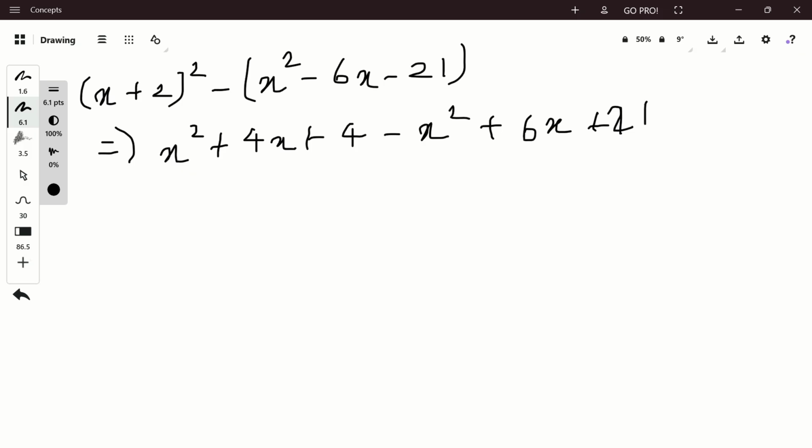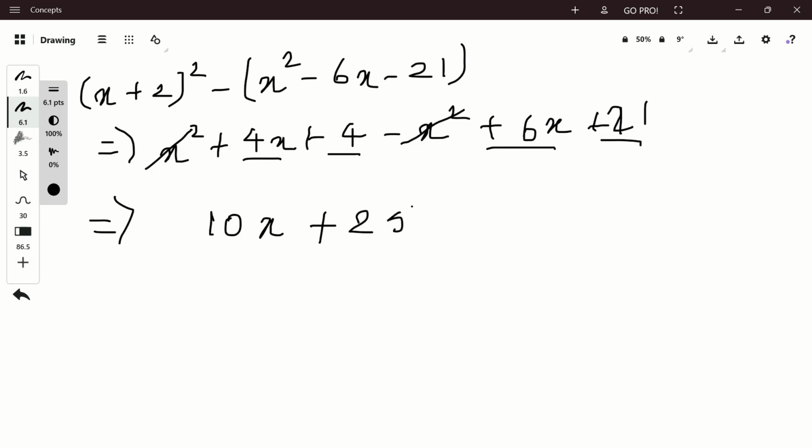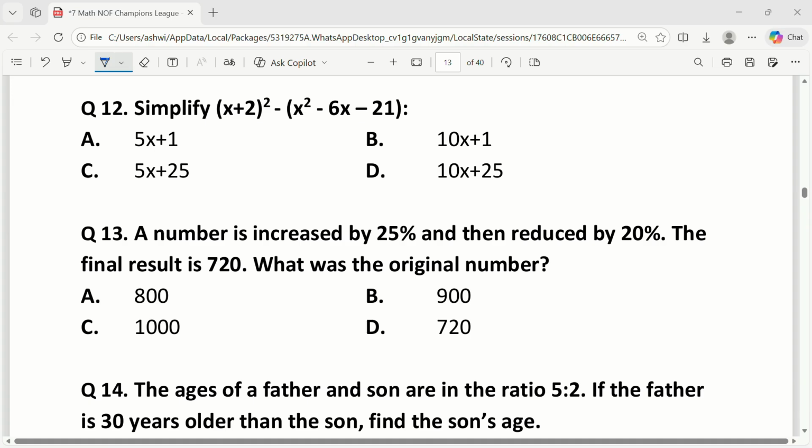Group and sum the terms with the same power of x. We have plus x square cancel out with minus x square. Hence, 4x plus 6x is 10x, plus 4 plus 21, 25. Comparing with the options, the answer is 10x plus 25, D.